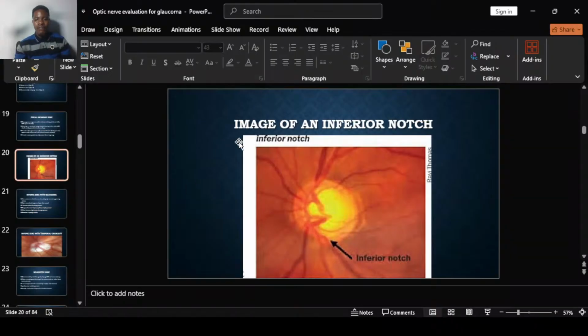So this is an image of an inferior notch. If you look at this picture, you will find that the neuroretinal rim, which is the distance between the disc margin and the cup margin, is wide here, but when it gets to the inferior portion here, you find that there is a loss in the neuroretinal rim. This loss in the neuroretinal rim inferiorly, we call the inferior notch. So in this patient, when you do a CVF, the scotoma will be superior because of the inferior notch here. But if the notch was superior, you will find the scotoma inferior.